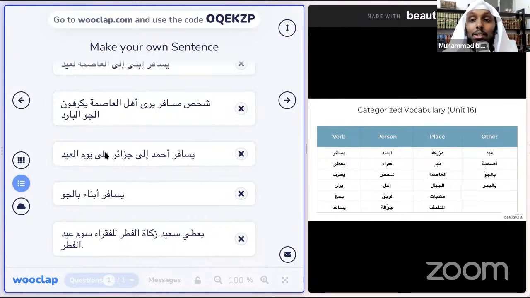So that basically means, did he travel the day before Eid? No. Did he travel the day after Eid? No. He traveled in the day of Eid. That's the container, if you like, in which the verb took place. Okay? Same thing with ظرف مكان.